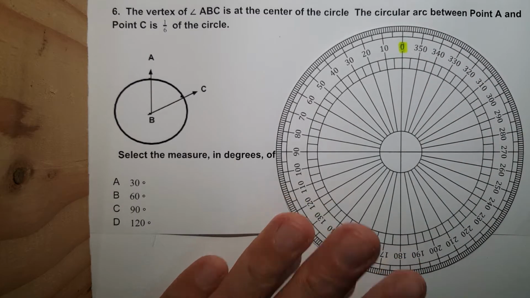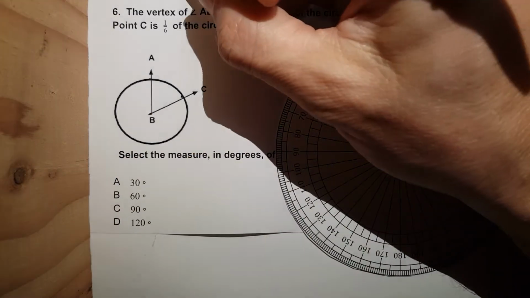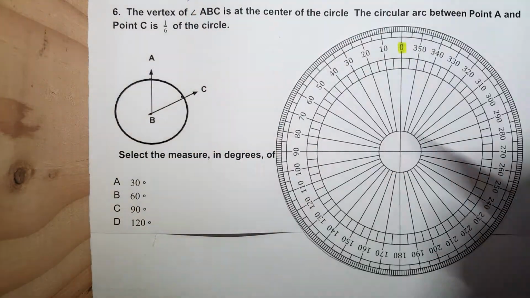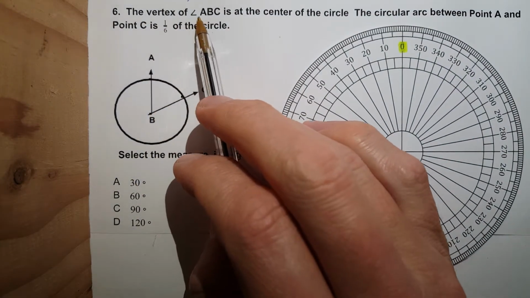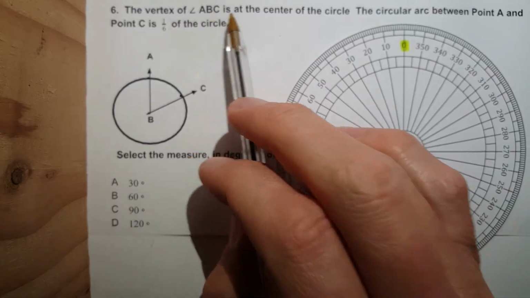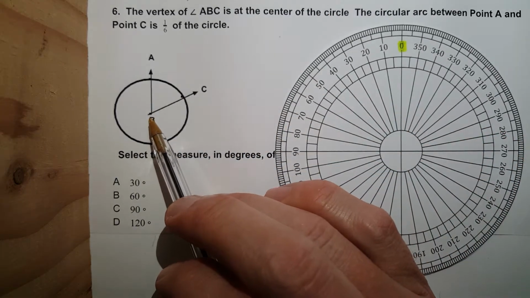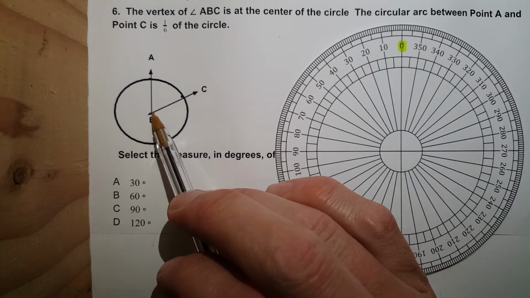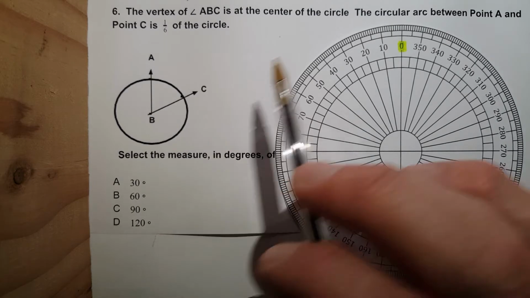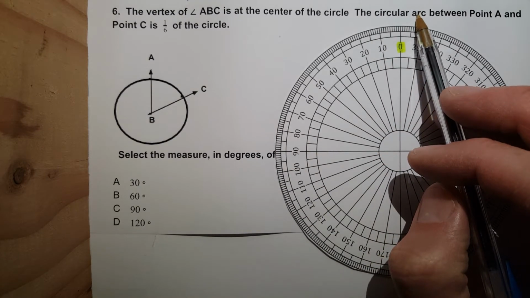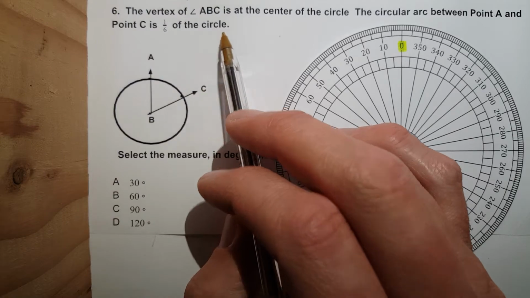Okay? Oh, wait, there's a problem to solve. Let's solve the problem. Number 6. Still, this is Unit 5. The vertex of angle ABC is at the center of the circle. Okay, so see this point? Point B, that's the vertex. All right. The circular arc between point A and point B is 1/6 of the circle.